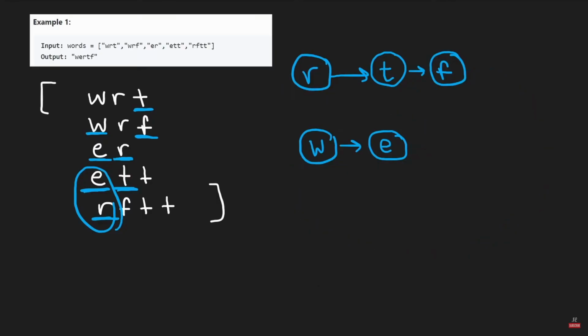There's a contradiction, right? What if we had a shorter cycle? What if we had, okay, W, and then E comes after W, and then W comes after E? Do you see how that's a contradiction? We can't have opposite rules, right?